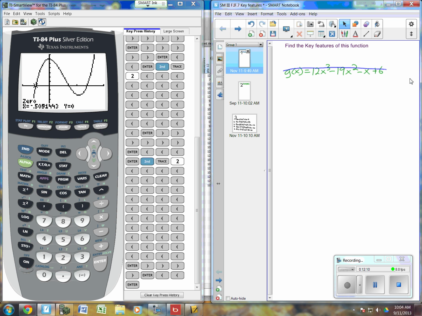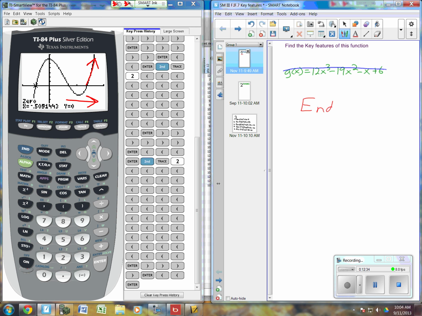As x goes to infinity, or negative infinity, look right here on this one. As x is going to the right, as we're getting larger, what's happening to this function? It's going up. It's increasing. So this function, the end behavior, goes up to the right. That's how I would describe this one.